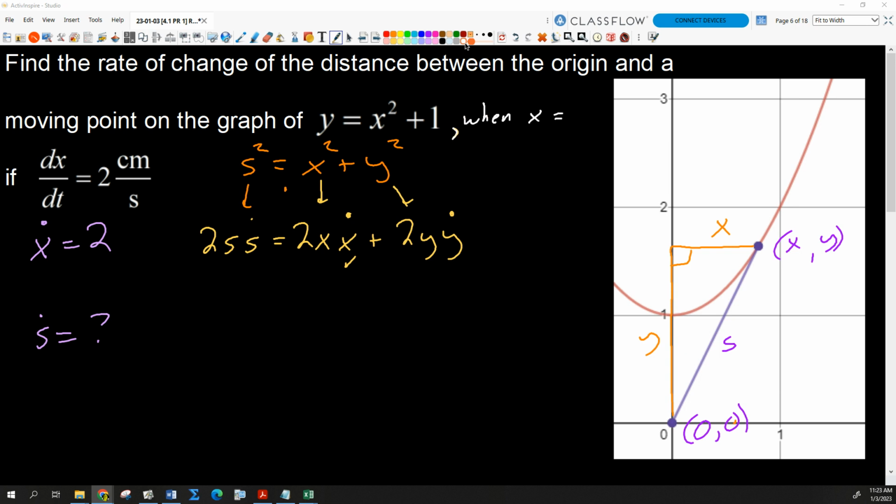When x equals, let's say when x equals 2. Okay, so now I know a value of x, right? I'm trying to find s dot, so that makes sense. But that leaves me with some stuff that I don't know, doesn't it? I don't know s, I don't know y, and I don't know y dot. What are my options?